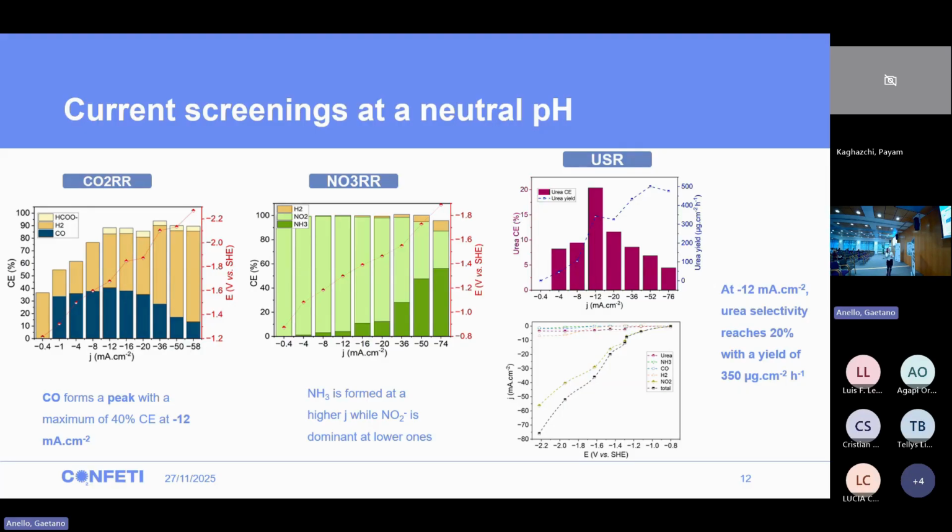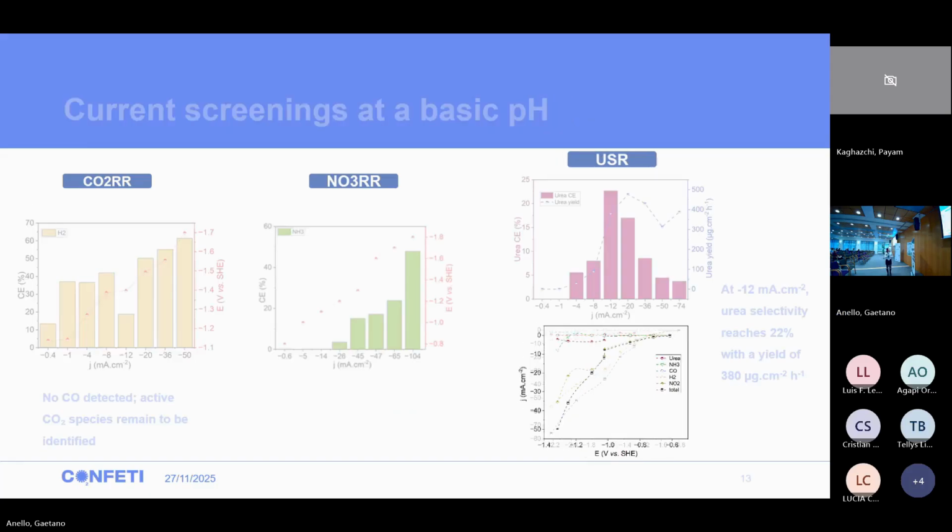When both reactions were combined together, we also noticed that the peak for urea formed around the same peak as CO, at -12 milliamps, and reached around 20% efficiency, which shows that CO formation is directly related to the C-N coupling that forms urea.